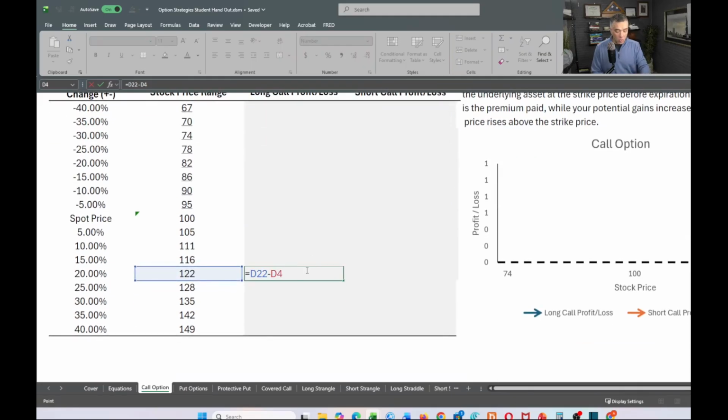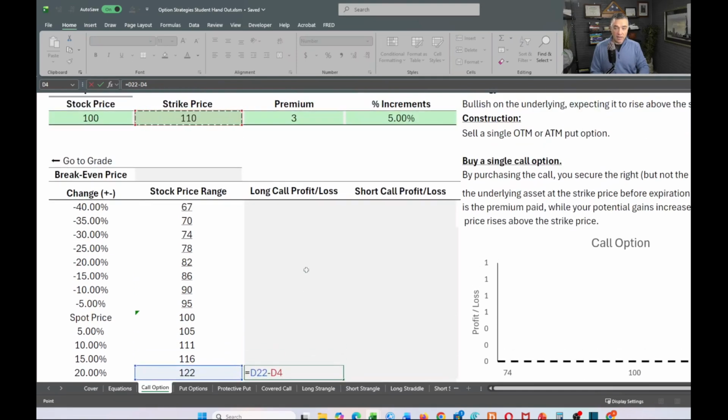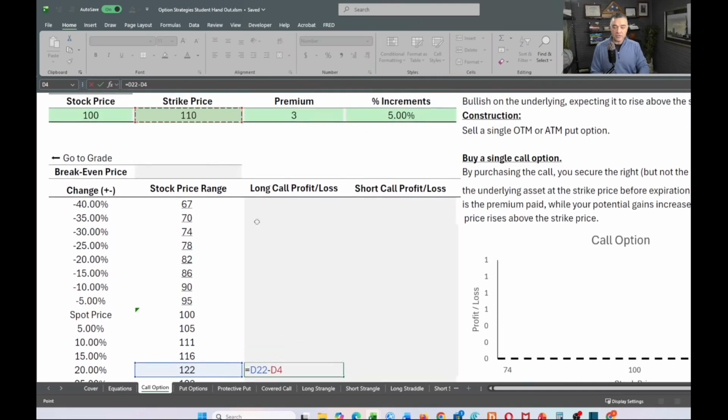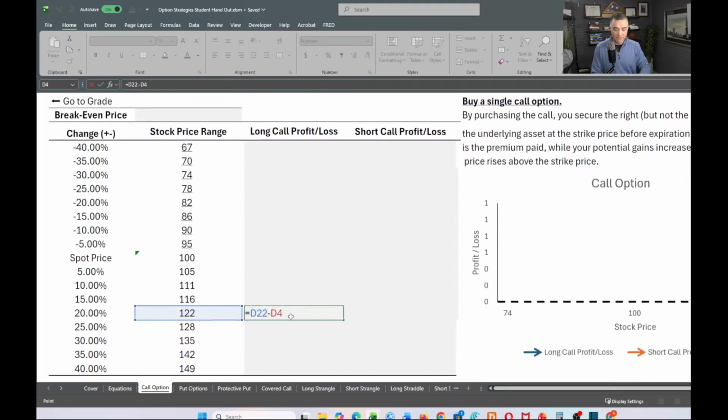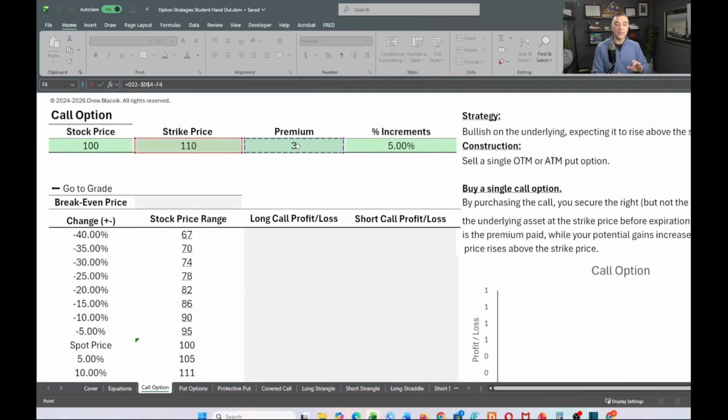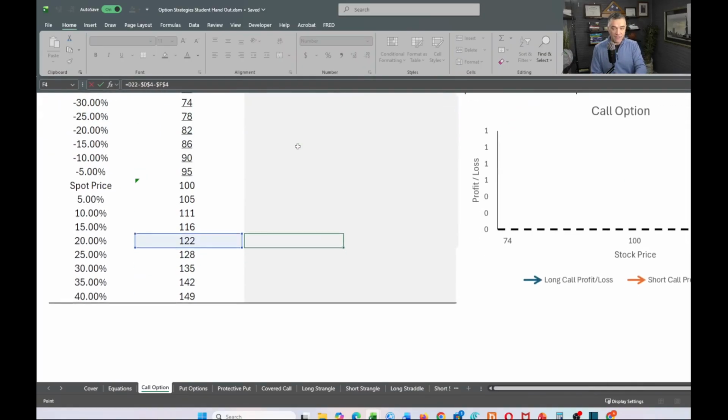And a couple things. That's the strike price. I have to hit function F4 because I want to freeze that. So then when I drag it up or down, I don't want the strike price to move. The only thing I want to move is the different levels of stock price. And then also it's going to cost me something, right? I bought the contract. So I need to subtract out the premium. I'm going to hit function F4.